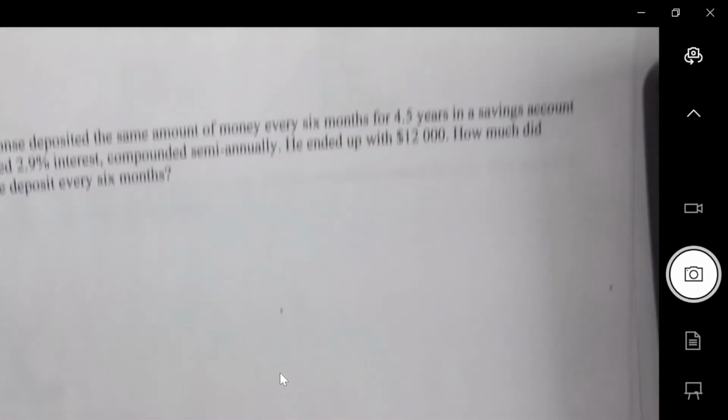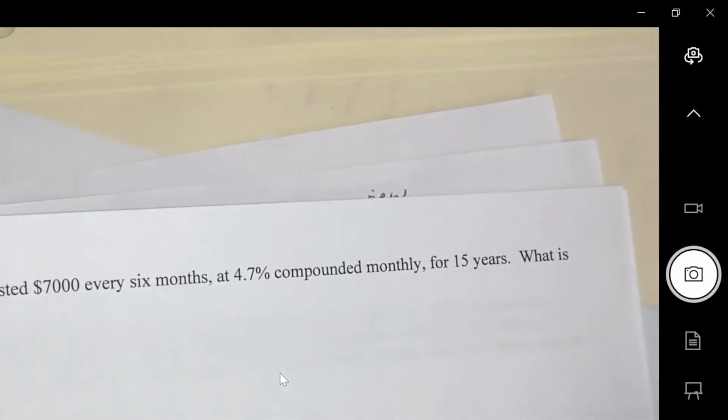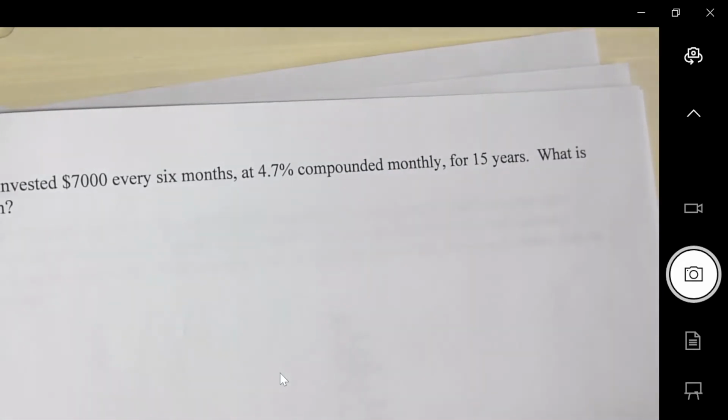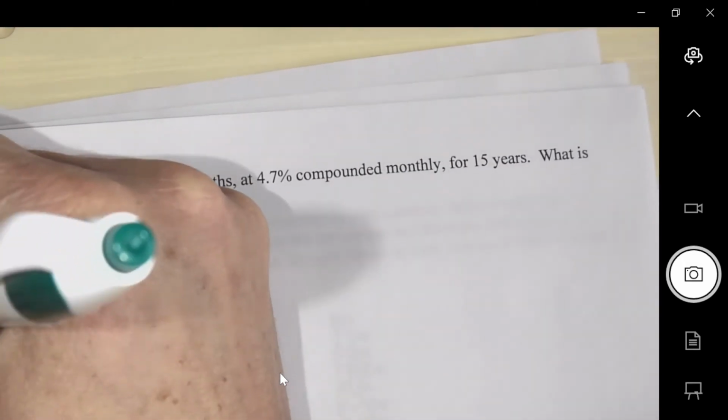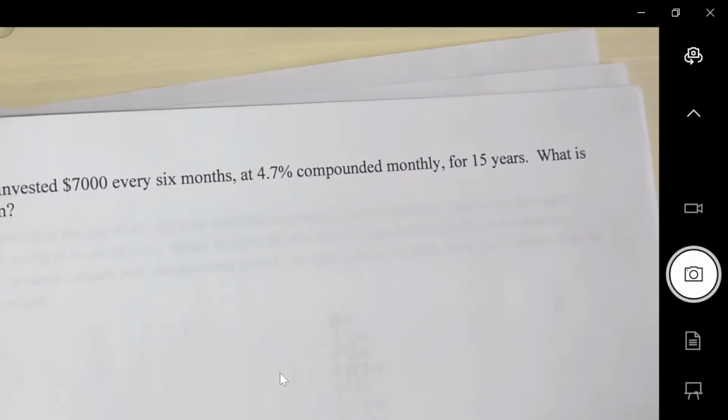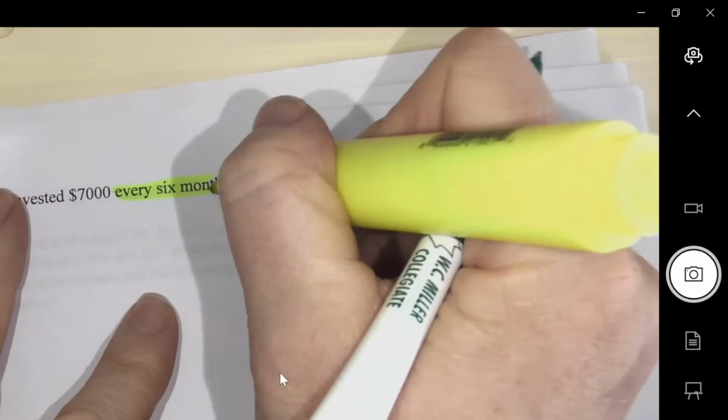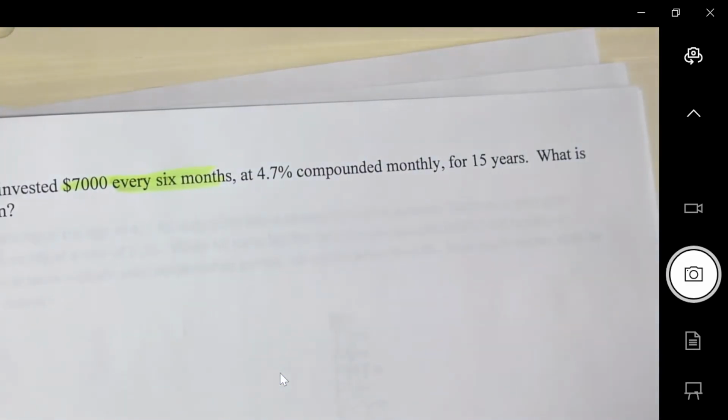Okay, Barbara invests. Barbara invested 7,000 every 6 months. Okay, simple, compound, regular. Regular. Because here's why: I read some kind of money every 6 months, which means it's repeating, regular investments.